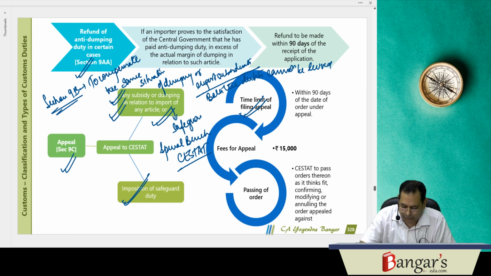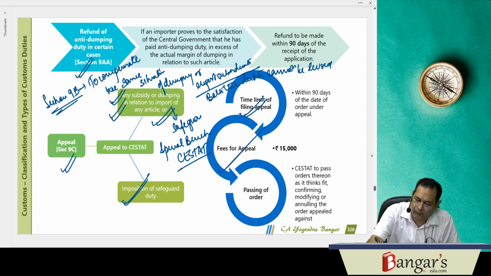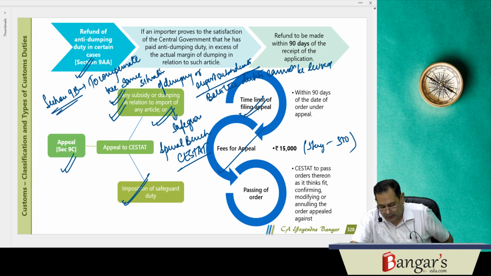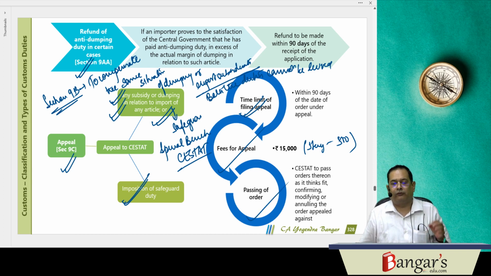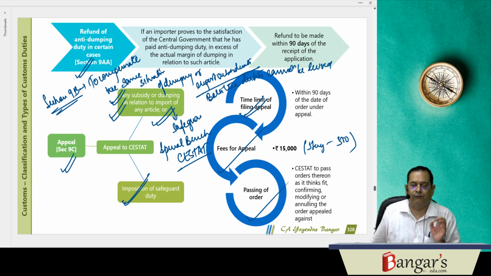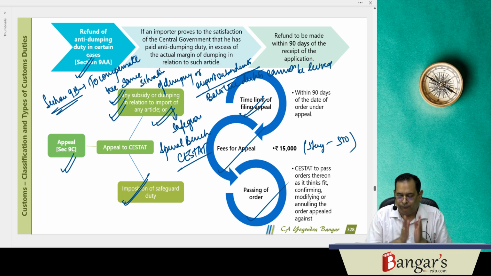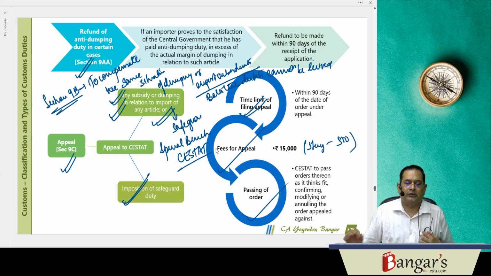You have to file an appeal, and the fee is rupees 15,000. In case a stay application is there, then the fee for the stay application is 500 rupees, and for restoration or rectification of mistake, a 500 fee is there. Then CESTAT will pass orders thereon as it thinks just and proper. They can confirm, modify or annul the order appealed against. So this was all about our Customs Tariff Act.